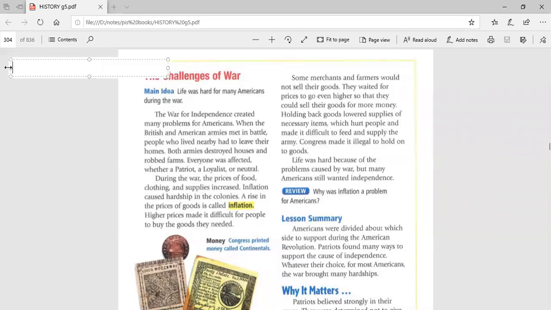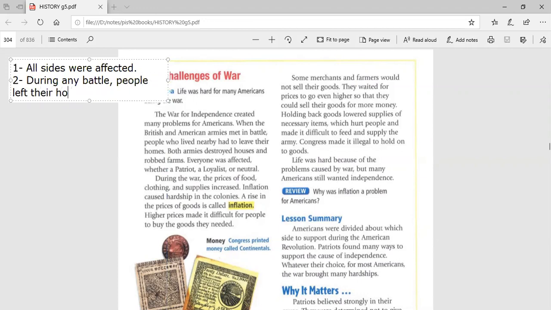So, what was life like during the war? Of course, all the sides were affected. How were they affected? For example, during any battle, people left their homes. So this is a disaster, okay? Okay, what else?